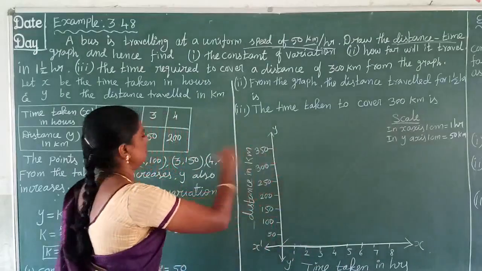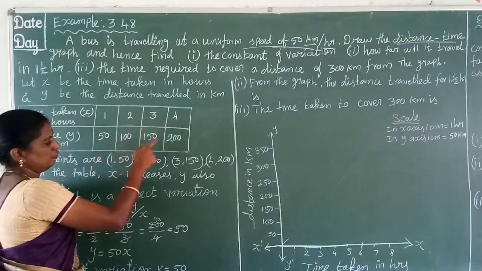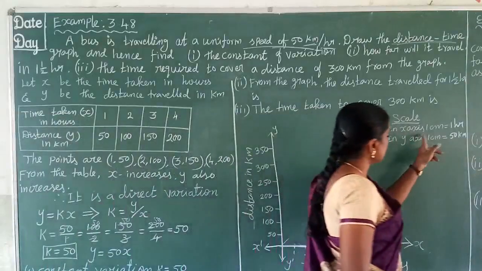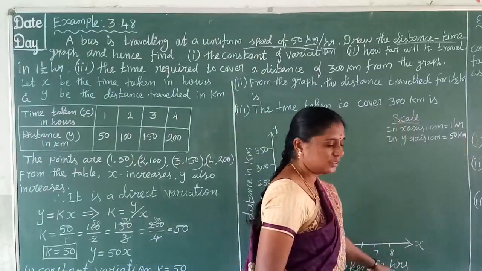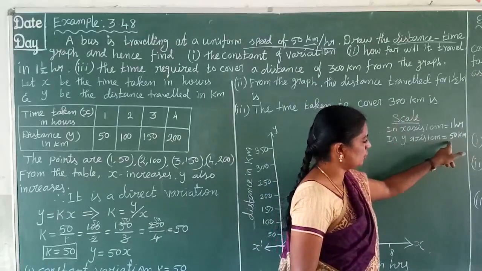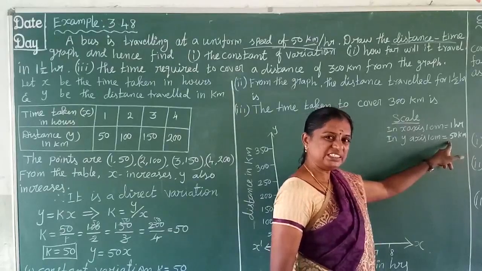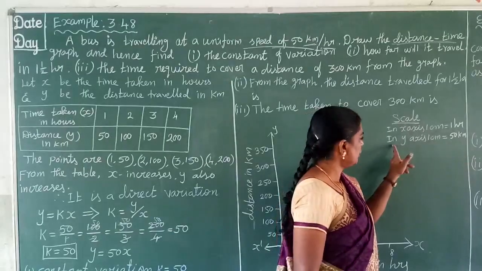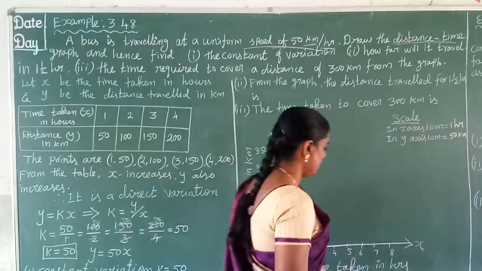In the scale, we see that 1, 2, 3 are given here, and 50, 100, 150, 200 like that are given. So you mention the scale. On the x axis, 1 cm is equal to 1 hour. Since time is mentioned in hours, you write 1 hour. On the y axis, 1 cm is equal to 50 kilometers; otherwise 100, or 10, 20 we can consider. That is our choice. So on the y axis we take 1 cm equal to 50 kilometers.